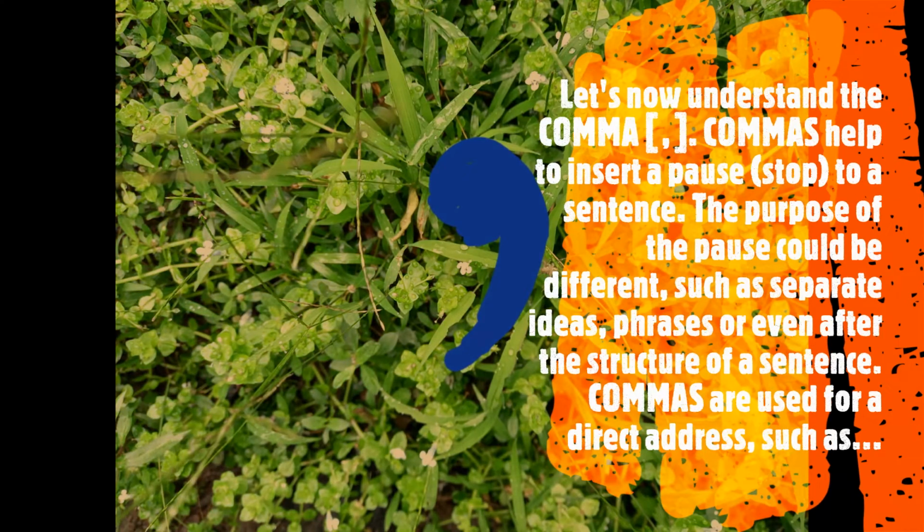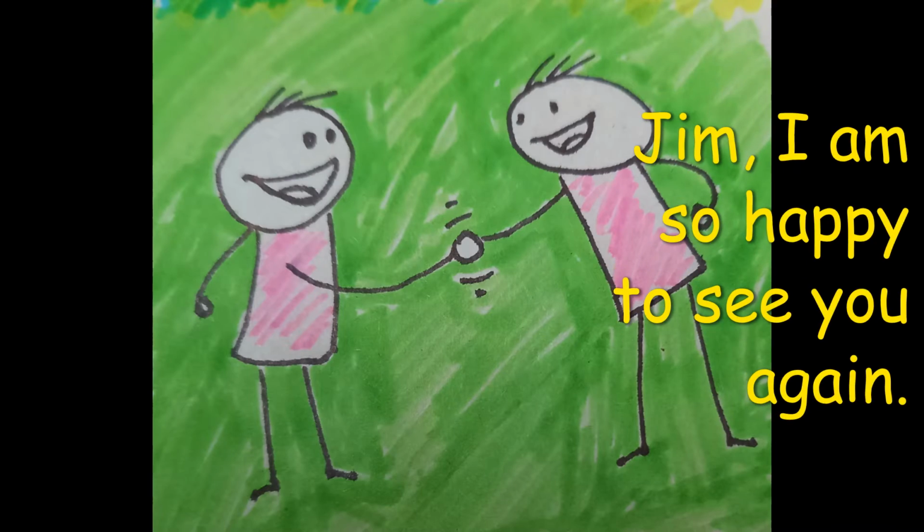Let's now understand the comma. Commas help to insert a pause into a sentence. The purpose of the pause could be different, such as to separate ideas, phrases, or even the structure of a sentence. Commas are used for a direct address, such as: Jim, I'm so happy to see you again.